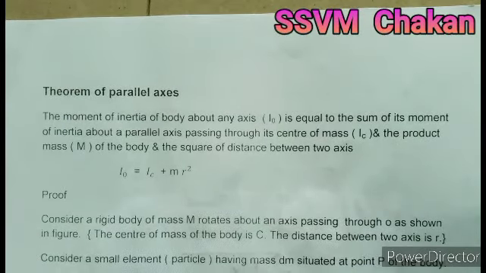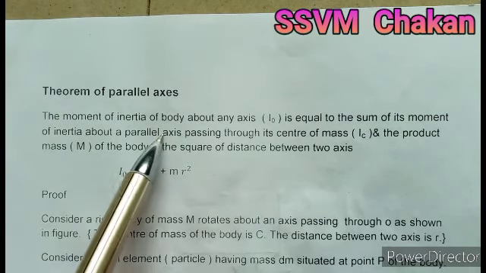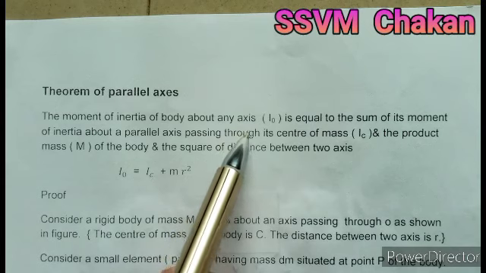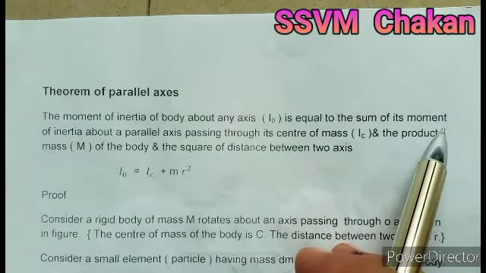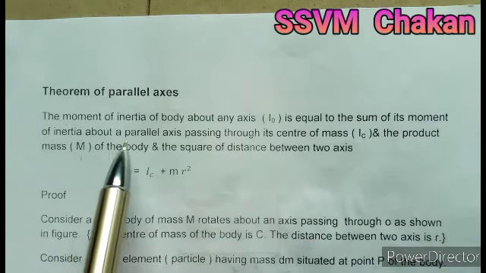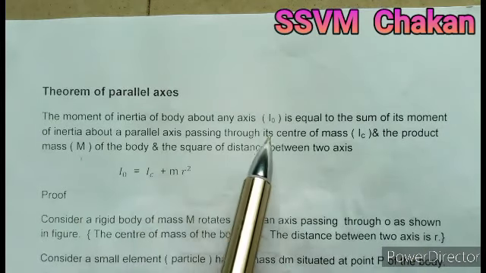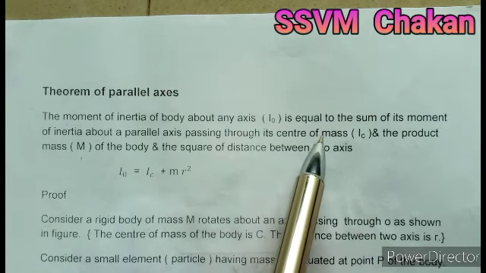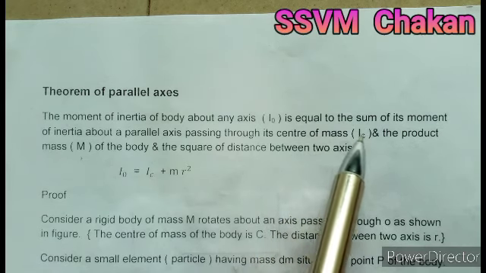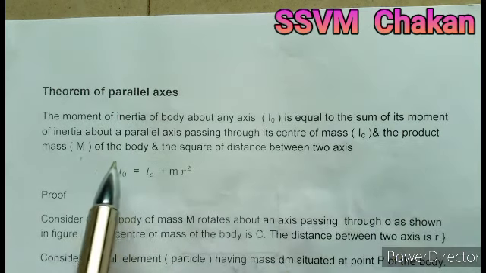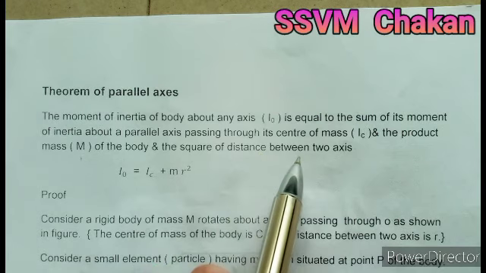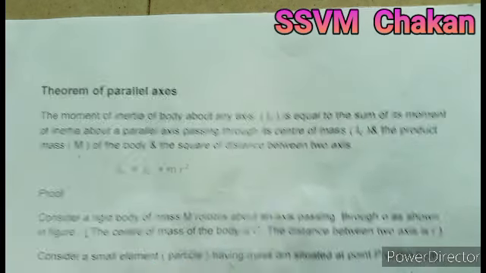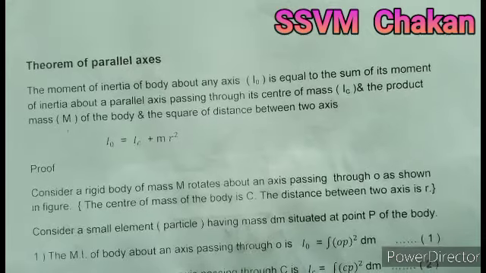First we see the theorem of parallel axis. What is that theorem? The moment of inertia of a body about any axis, that is I0, is equal to the sum of its moment of inertia about a parallel axis passing through the center of mass and the product of mass of the body and square of distance between the two parallel axes.